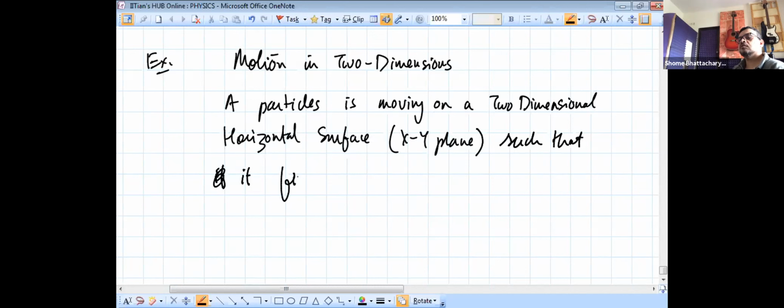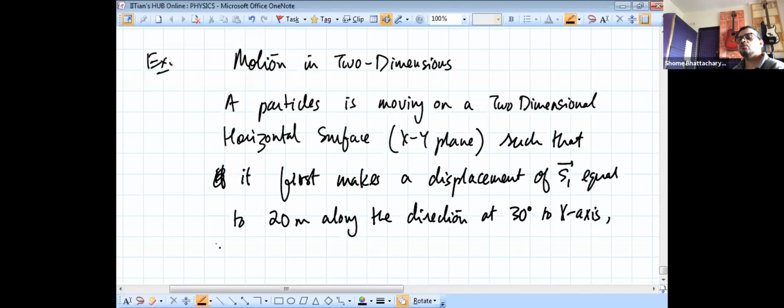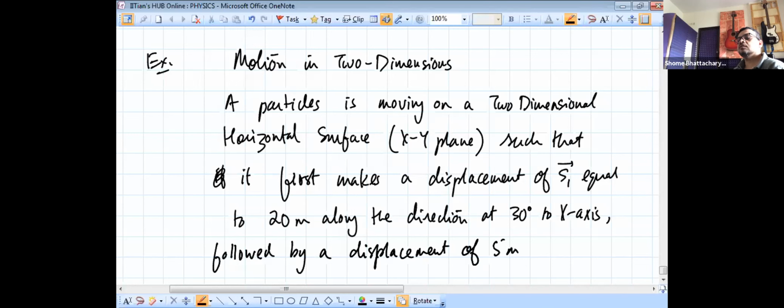it first makes a displacement of s1 equal to 20 meters along the direction at 30 degrees to the x-axis, followed by a displacement of 5 meters along the y-axis. That displacement is s2.